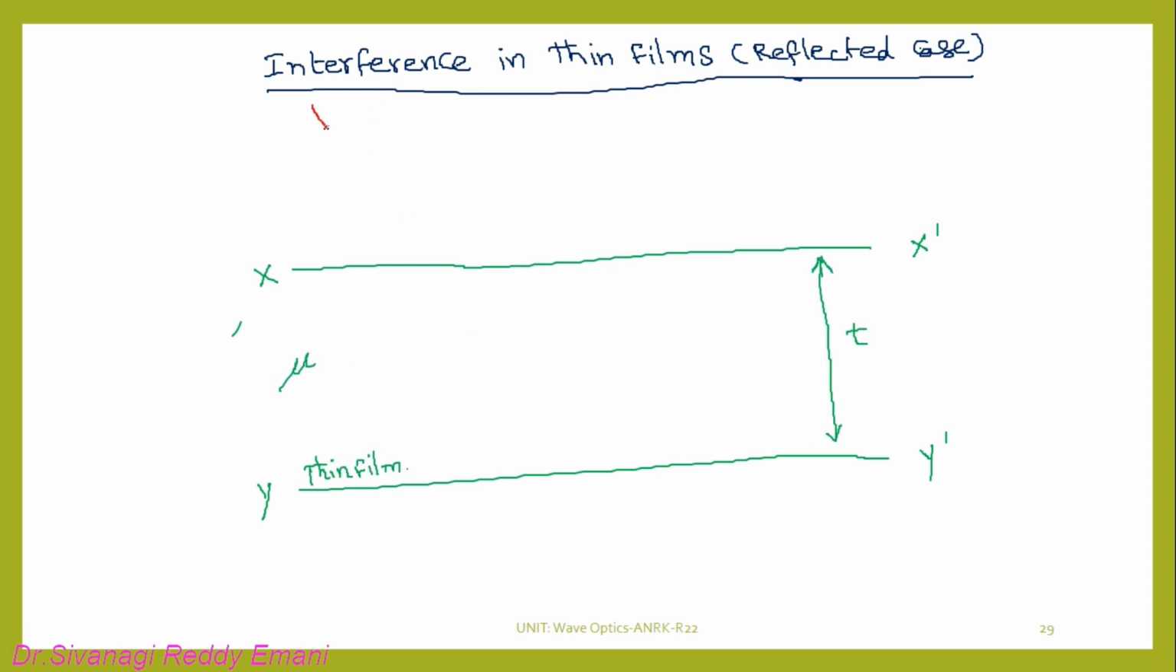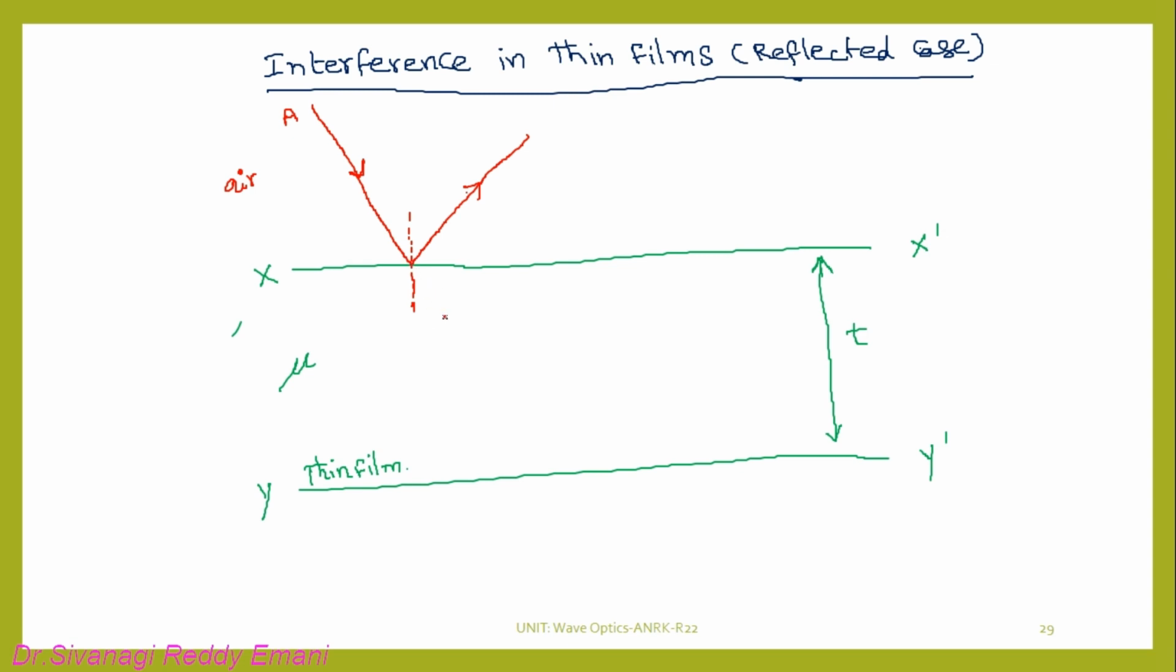Now, whenever a light ray comes here, it will fall on the surface. This is a starting point A, we can assume. There are two chances. One, with respect to the normal, the light ray will get reflected into the air. This is the air medium. Or it may get into the thin film.